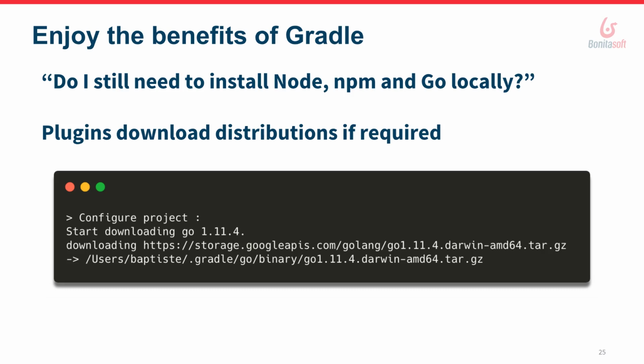okay, I have Gradle, I want to build Go, so I need to have Gradle, Go, a JVM. In fact, you don't need to have Go to build Go using Gradle, because the plugin will download the distribution for you if you don't have it. It's the first thing. Most of the community plugins will download all distributions required to build your project.